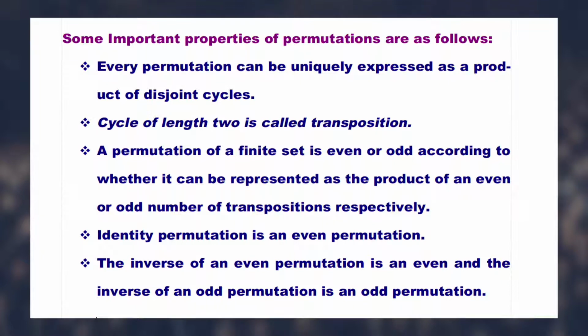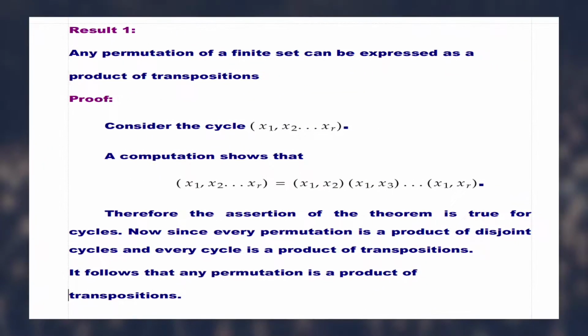The identity permutation is an even permutation. The inverse of an even permutation is even, and the inverse of an odd permutation is an odd permutation. Now let's see some results. Result 1: any permutation of a finite set can be expressed as a product of transpositions.